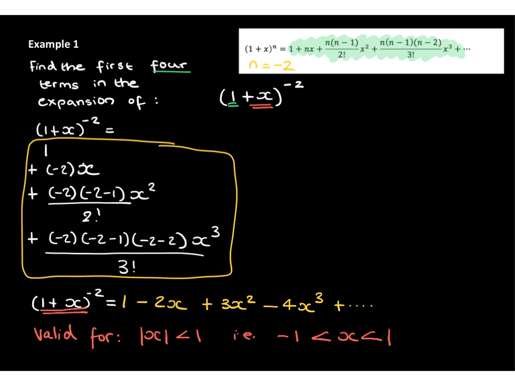Now, one word of warning, I do sometimes see people when they're asked to expand something like 1 plus x to the -2, rewrite it as 1 over 1 plus x squared, which is not exactly wrong, it's a valid algebraic step, and then write it as 1 over 1 plus 2x plus x squared.